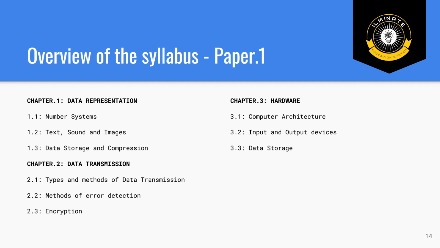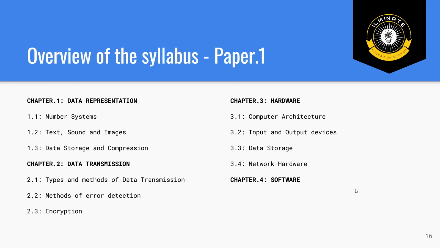And then we have the data storage as 3.3, in which we just learned data storage in chapter 1 as well. But here we'll be looking at it in detail, and we'll be looking at how the data is stored in different types of devices, like the primary storage, the secondary storage, the external storage, etc. Then we have network hardware, how our Wi-Fi works, how the Bluetooth works, and things like that.